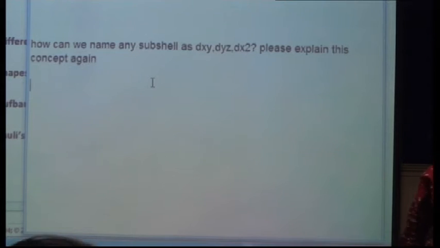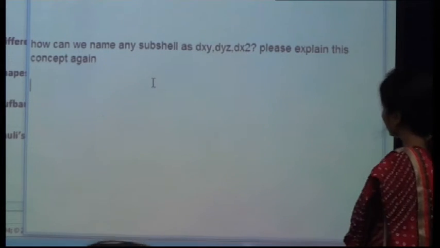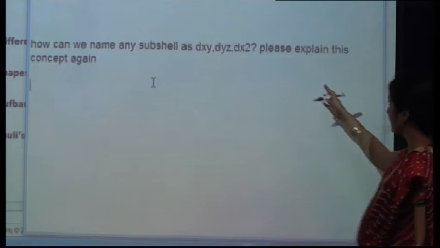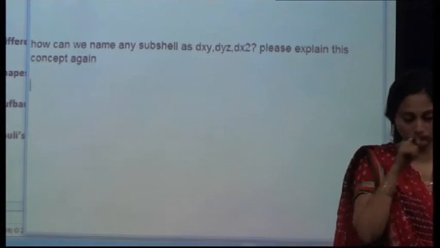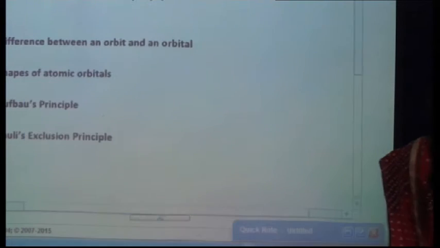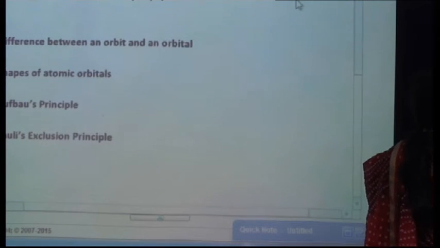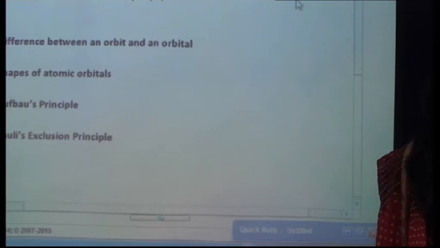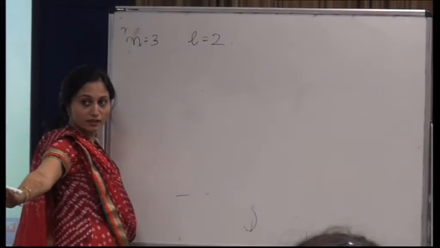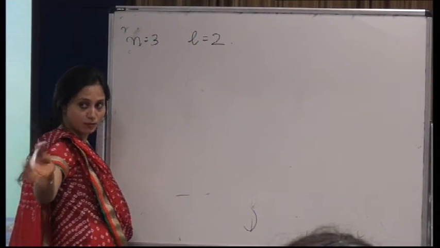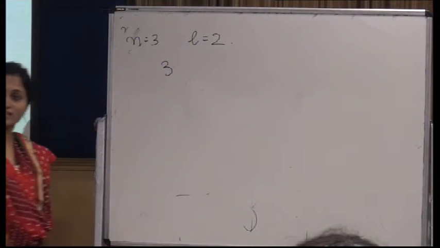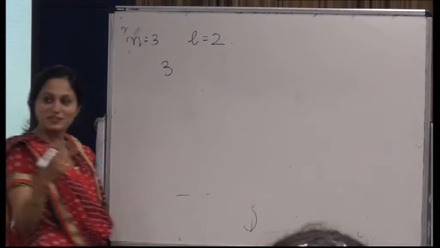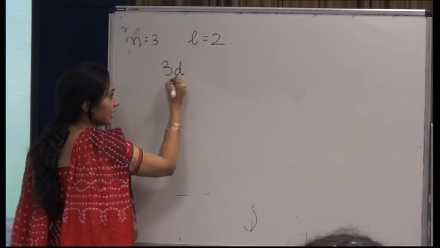How can we name any subshell as dxy, dyz, dxz? Please explain this concept again. See, when n is equal to 3 and when L is equal to 2, what is the main shell which is getting represented? It's 3, and you know when L is 0 it's s, when L is 1 it's p, when L is 2 it's d, so it becomes 3d, right?